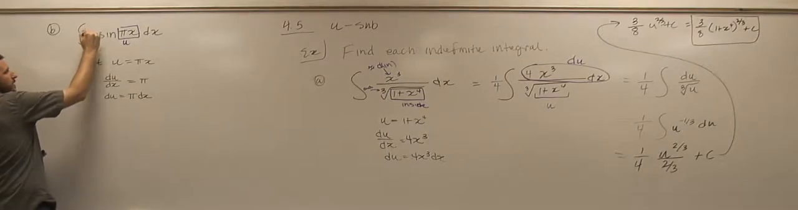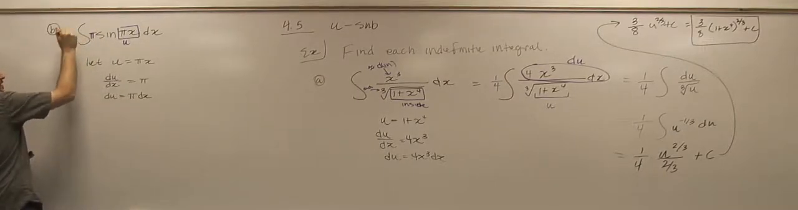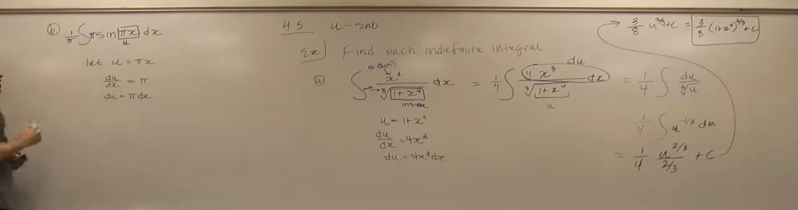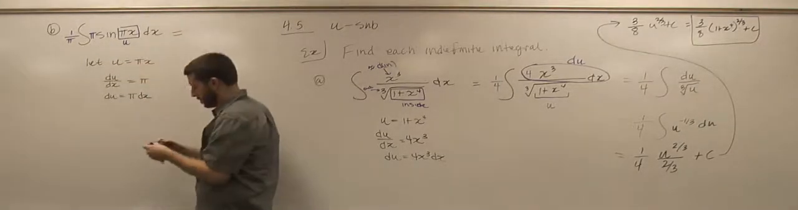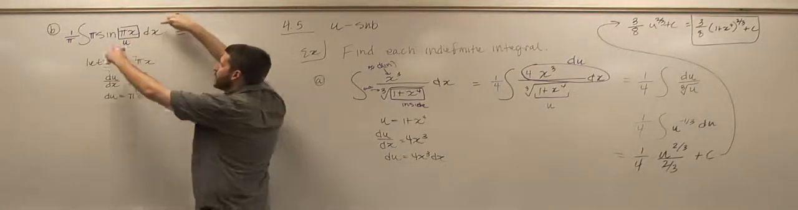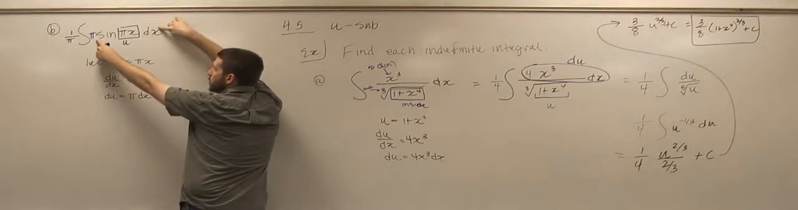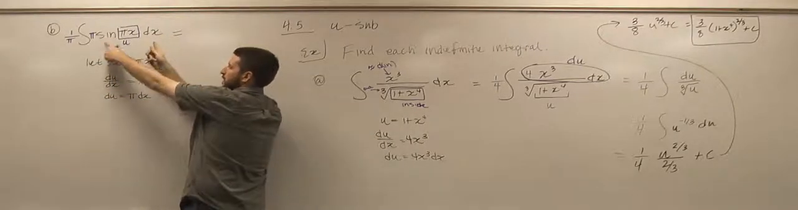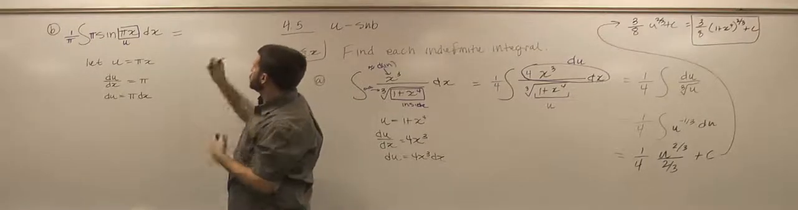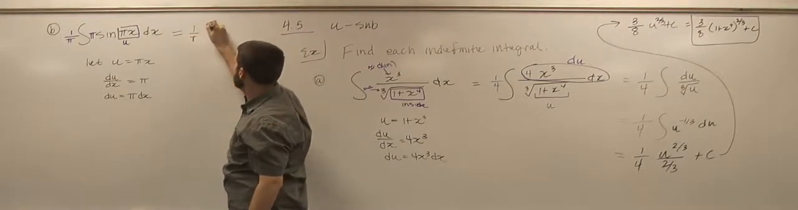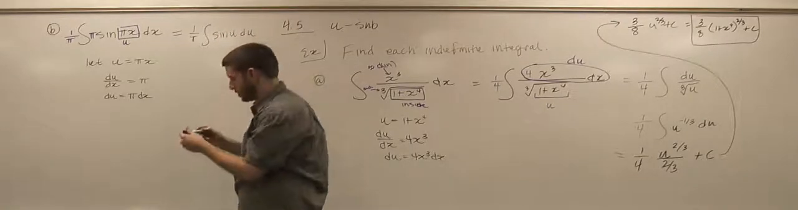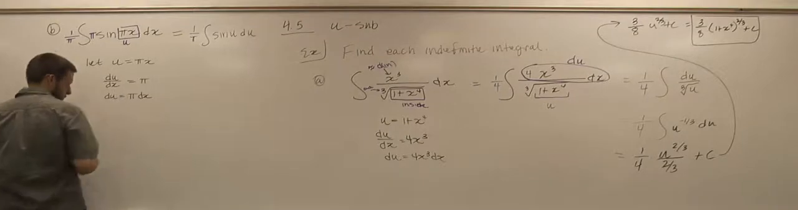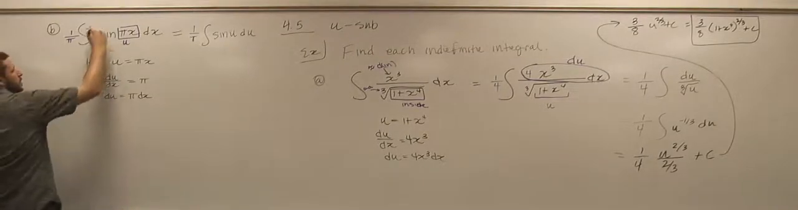So I'll put a pi over here, and what do I have to put on the outside? The reciprocal, 1 over pi, I have to balance it out. So then my integral is going to become sine of u, and then the pi dx is going to be du. Right, pi dx is du. So I'll get 1 over pi, integral of sine u du. There's u.